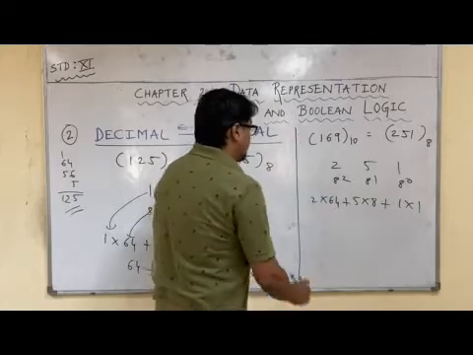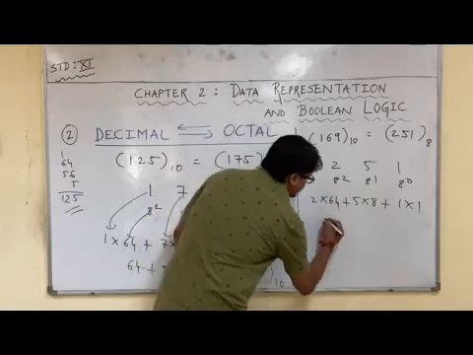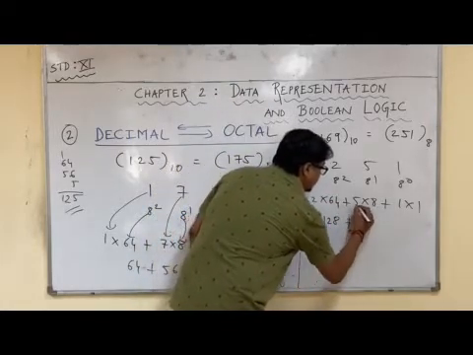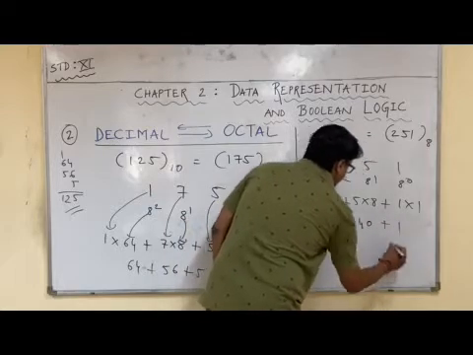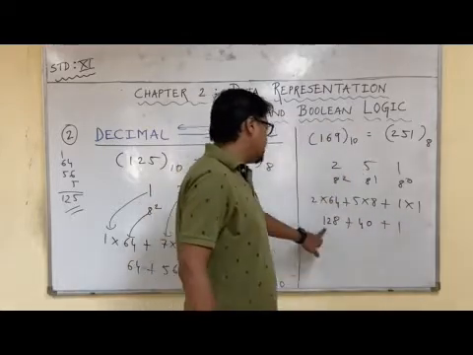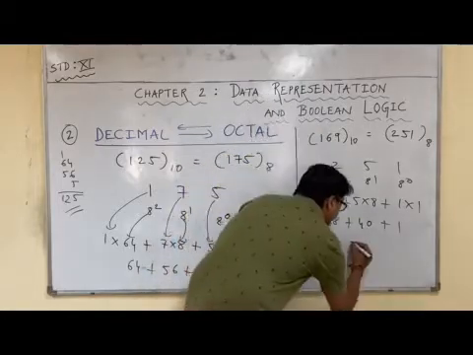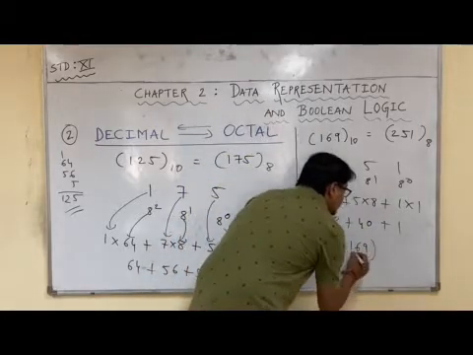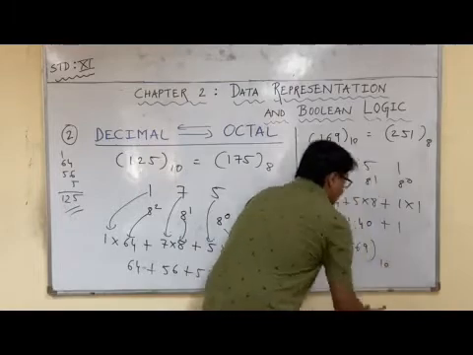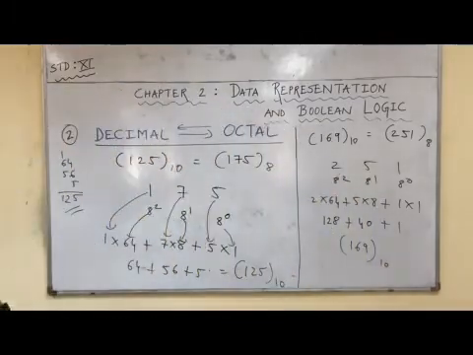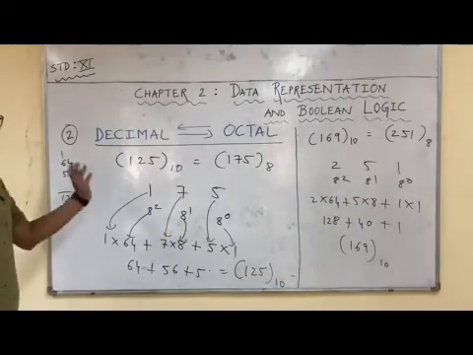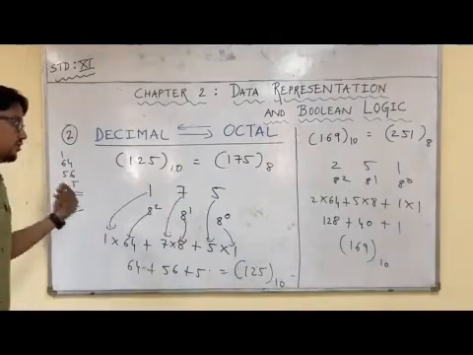Now 2 into 64 is, I suppose, 128. 5 8s are 40 and 1 into 1 is 1. We can do this orally. 128 plus 40 is 168, plus 1 is 169. So students, this is our final answer back in decimal. Okay, so this was the conversion of decimal to octal and octal to decimal.